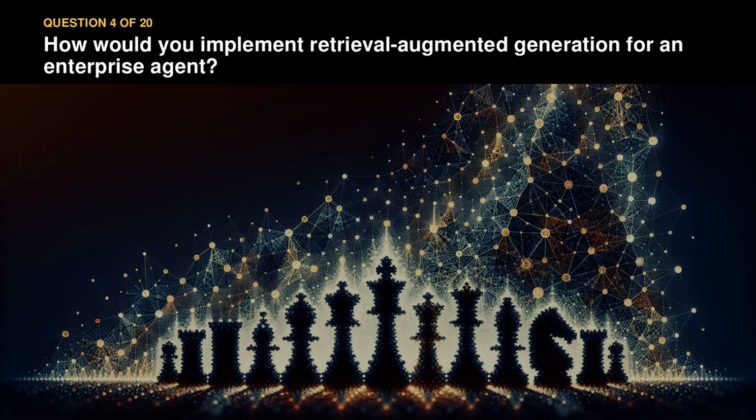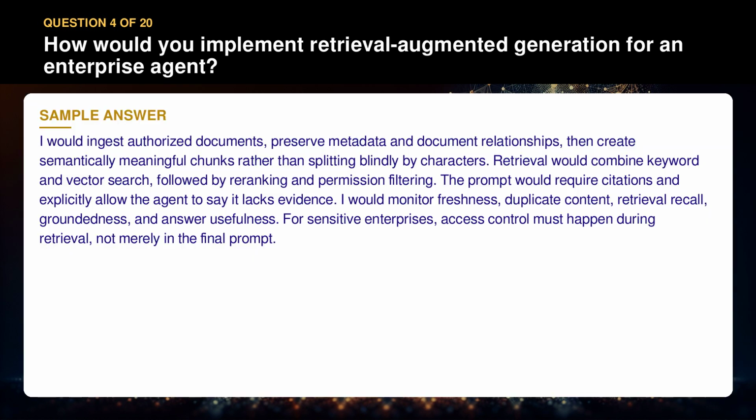Question 4. How would you implement retrieval-augmented generation for an enterprise agent? I would ingest authorized documents, preserve metadata and document relationships, then create semantically meaningful chunks rather than splitting blindly by characters. Retrieval would combine keyword and vector search, followed by re-ranking and permission filtering. The prompt would require citations and explicitly allow the agent to say it lacks evidence.